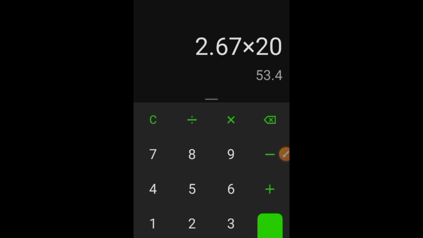This is what you are going to be losing. You are going to be losing 53.4% of the $23. So let's calculate it: 23 times 53.4%.